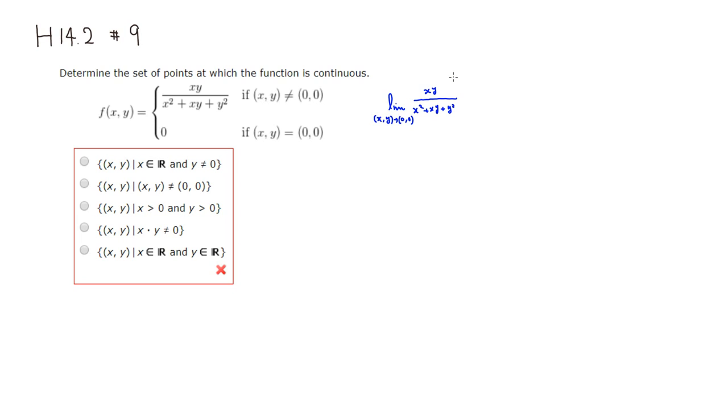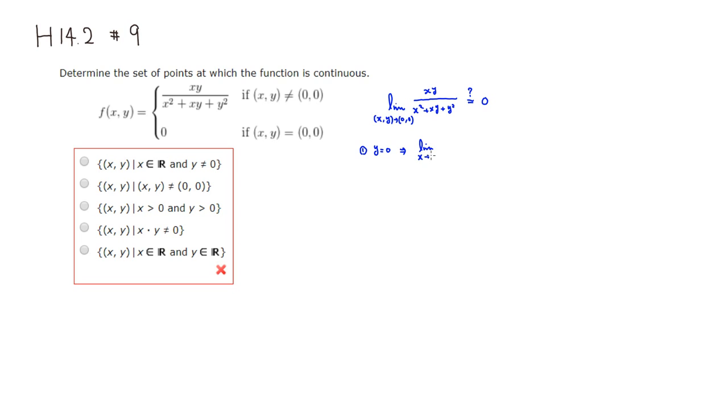If it is, it's continuous everywhere. If it's not, then it's not continuous at the origin. So the question is, is this equal to 0? Let's look at some paths here. Let's try something like y equals 0. I like setting some of the variables equal to 0 because that will simplify the expression quite a bit.